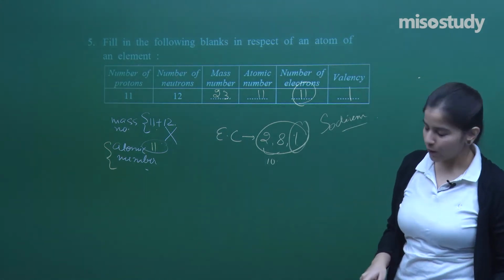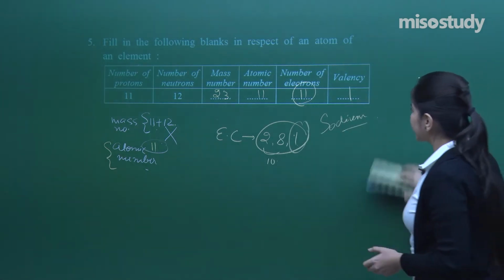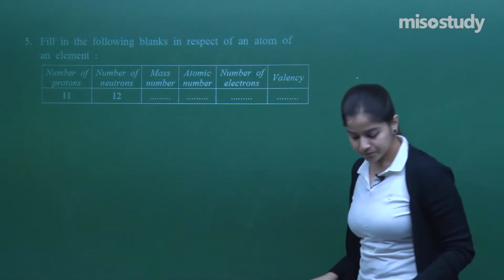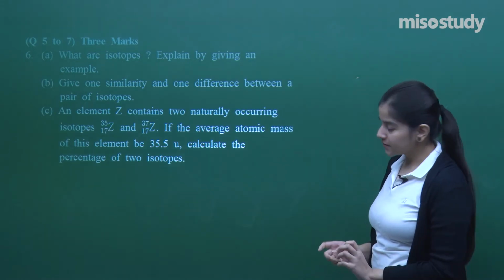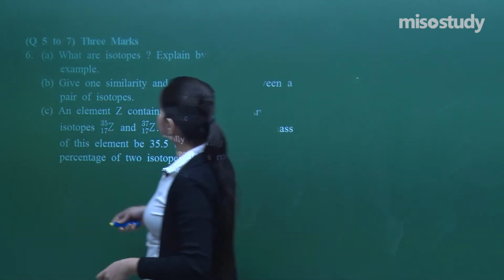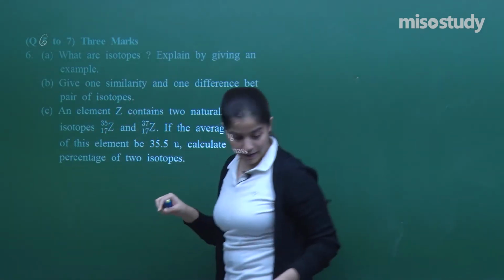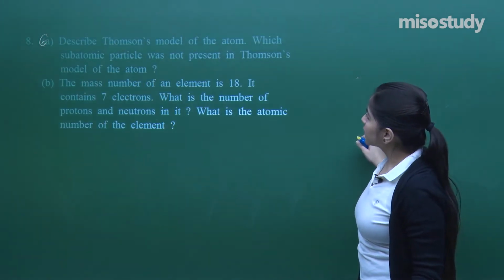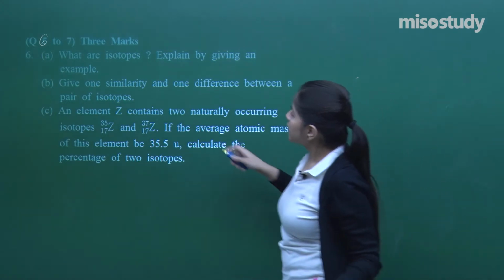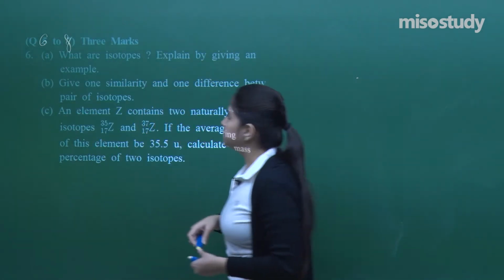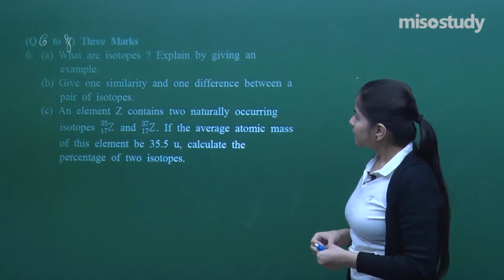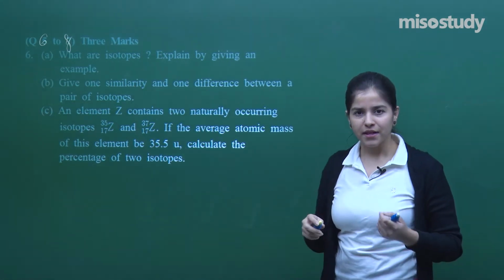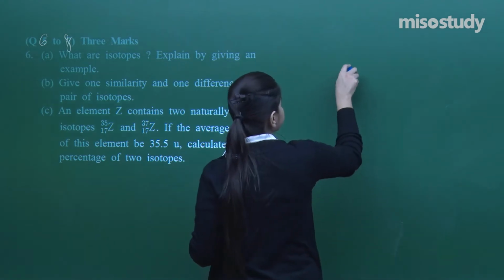Okay? Now, let's move on to the next question. Question number 6. Now, again you need to make a correction here. Question number 6, and let me just check out what all questions have 3 marks. Okay, questions 6 to 8. Fine. So 6 to 8 will be of 3 marks. Okay, A. What are isotopes? Explain by giving an example. Okay, let's take up the example here.